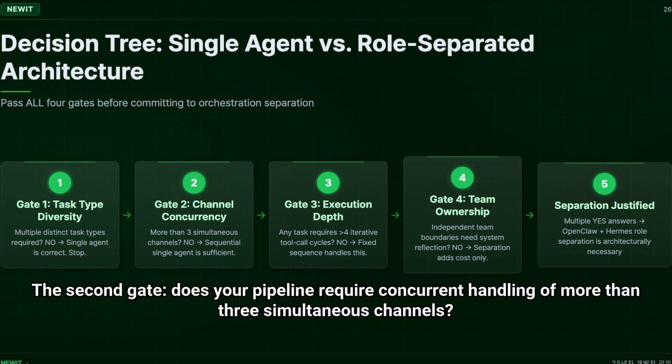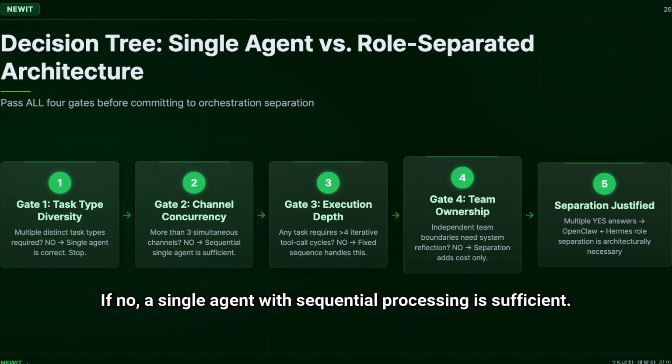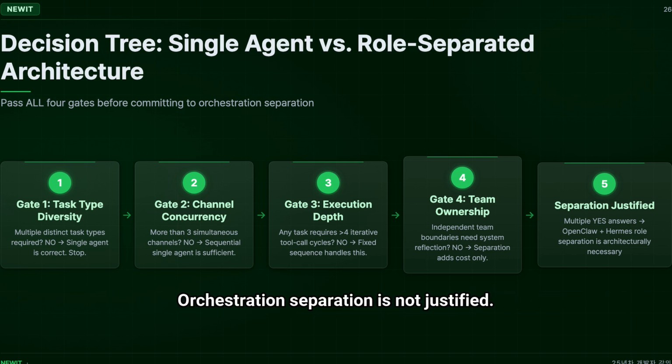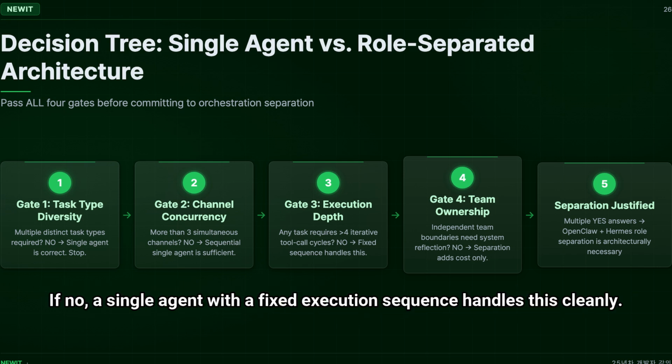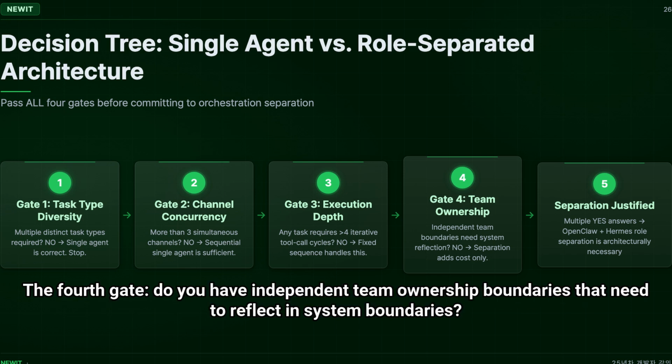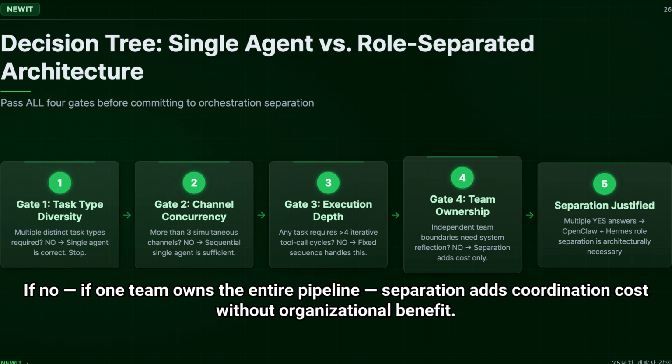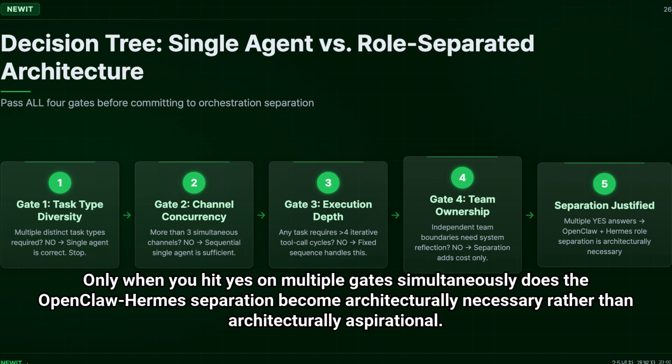The second gate: does your pipeline require concurrent handling of more than 3 simultaneous channels? If no, a single agent with sequential processing is sufficient. Orchestration separation is not justified. The third gate: does any task in your pipeline require more than 4 iterative execution steps, meaning tool call, evaluate, reattempt cycles? If no, a single agent with a fixed execution sequence handles this cleanly. The fourth gate: do you have independent team ownership boundaries that need to reflect in system boundaries? If no, if one team owns the entire pipeline, separation adds coordination cost without organizational benefit.